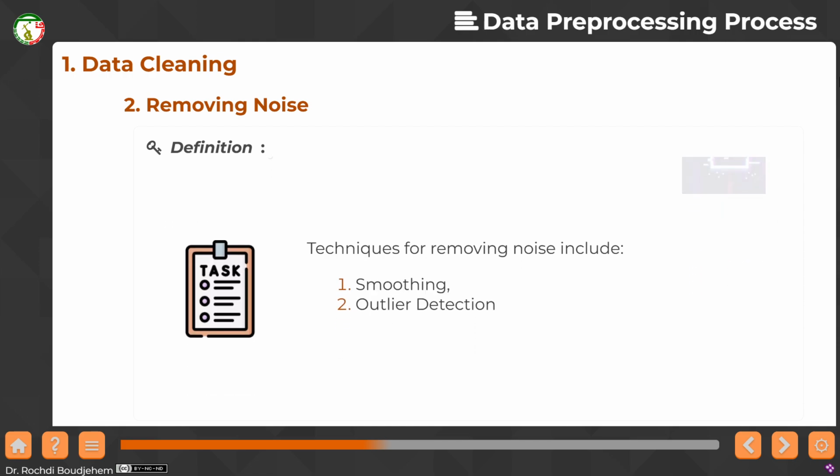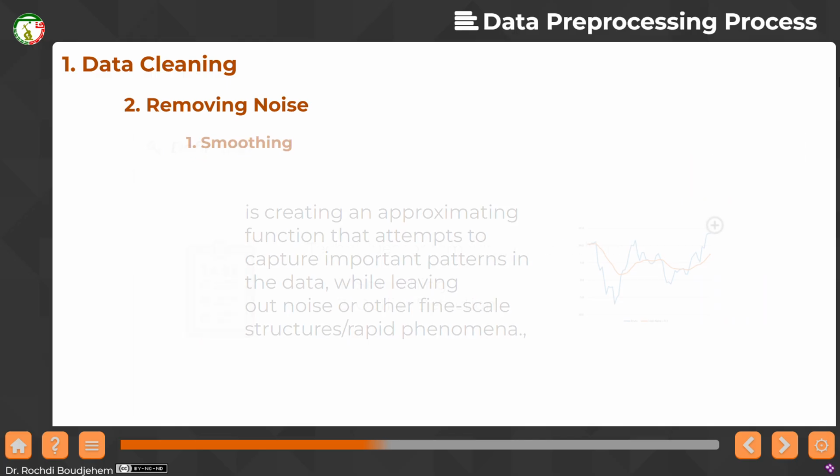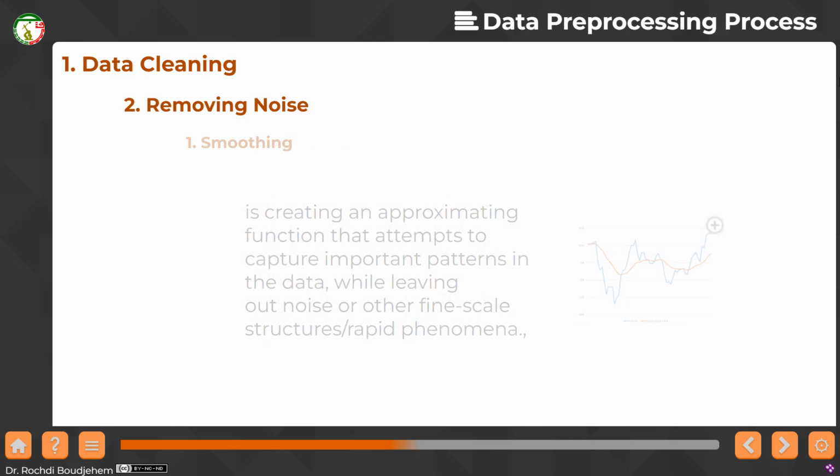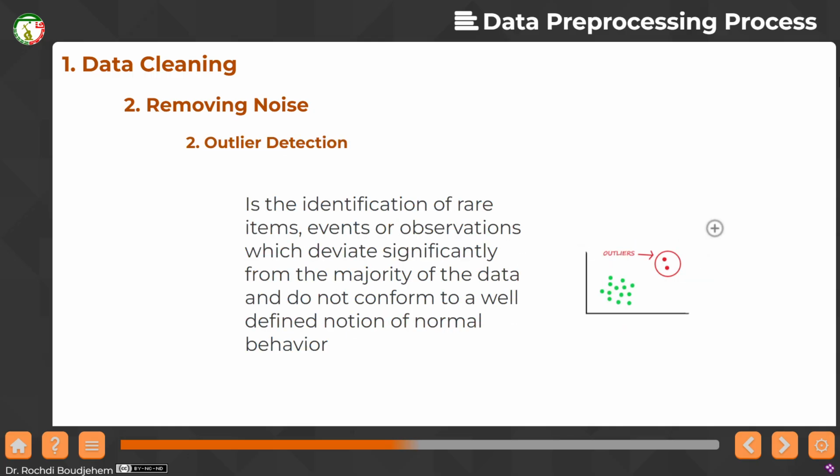Techniques for removing noise include smoothing, which is creating an approximating function that attempts to capture important patterns in the data while leaving out noise or other fine-scale structures, and outlier detection, which is the identification of rare items, events, or observations which deviate significantly from the majority of the data.